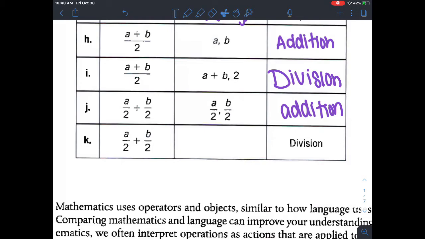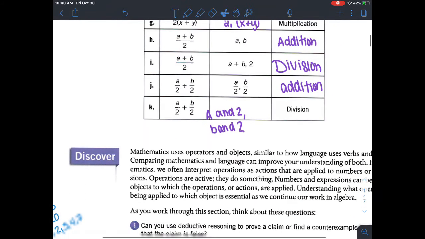And then the last one, same expression, but we're looking at what specifically is being divided. We have 2 things actually being divided here. We have the a and the 2, and we have the b and the 2. So a divided by 2, b divided by 2. So there's 2 division operations in that expression.